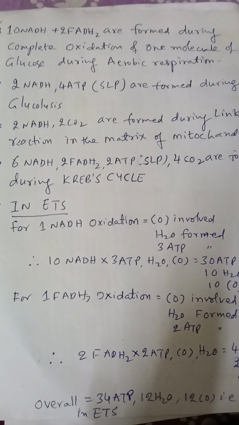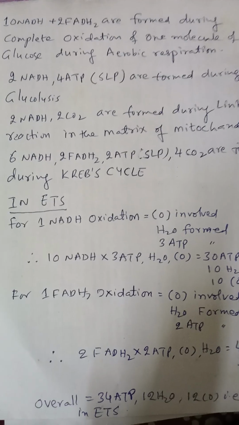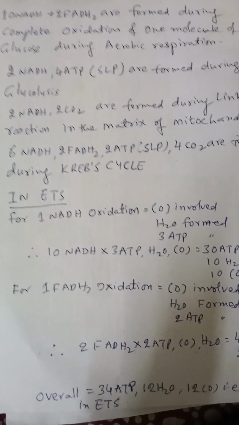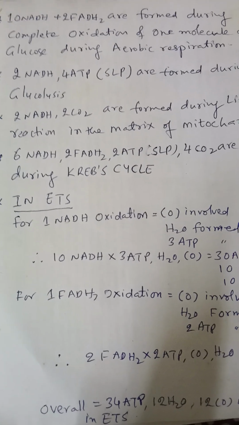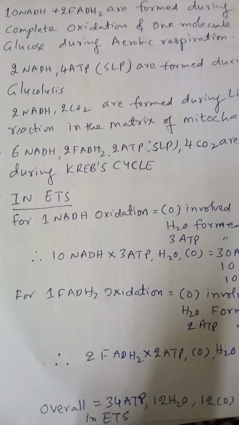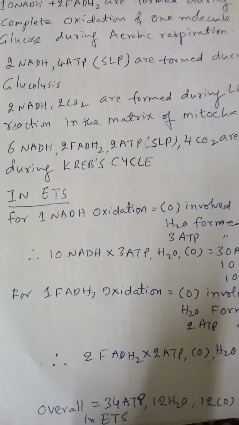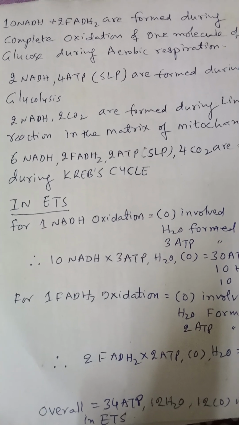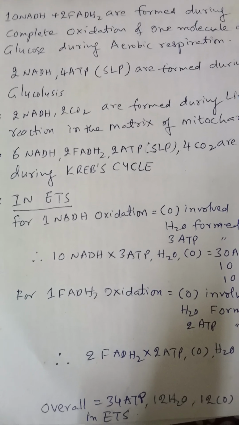Dear students, for complete oxidation of 1 molecule of glucose during aerobic respiration, 10 NADH and 2 FADH2 are formed. Out of the 10 NADH, 2 NADH, 4 ATPs by substrate level phosphorylation, and 2 NADH by oxidation are formed in glycolysis. And this glycolysis occurs in the cytoplasm, or you can say cytosol.